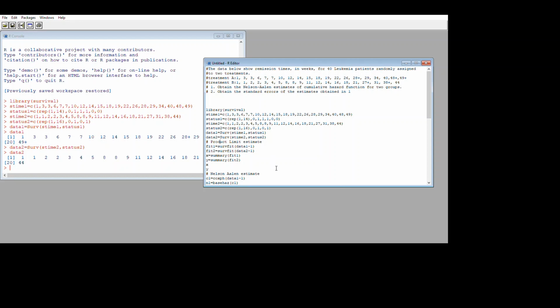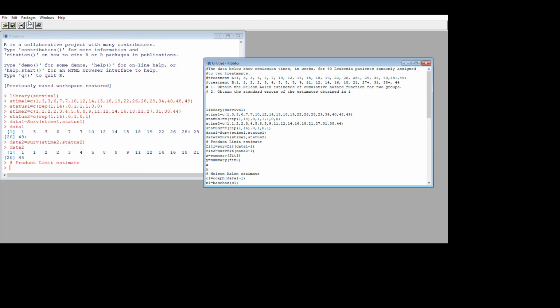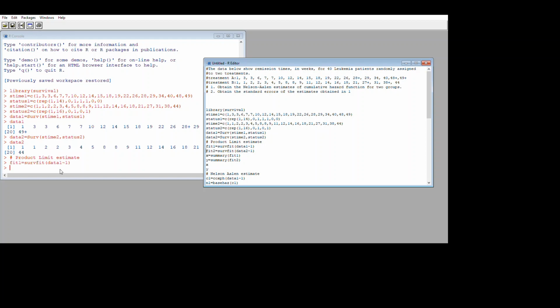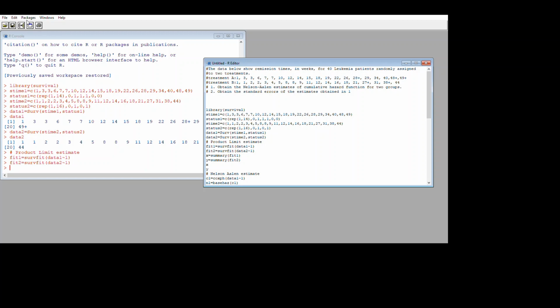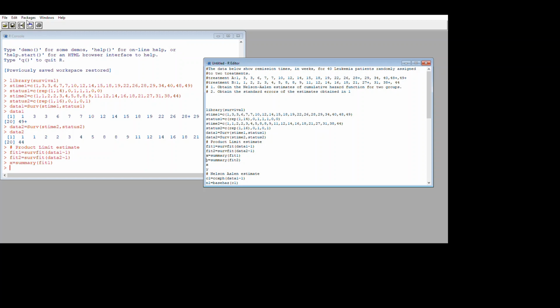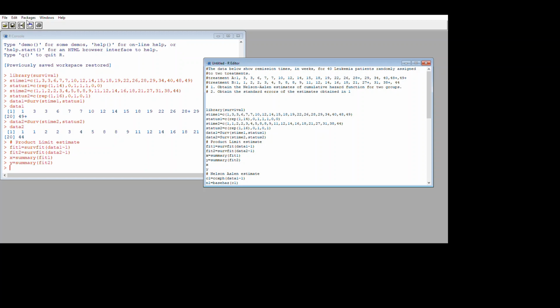Now to find the product limit estimate, we run fit1 equal to survfit of data1 tilde 1, and similarly for the second data, fit2 equal to survfit of data2 tilde 1, and x equal to summary of fit1 and y equal to summary of fit2.